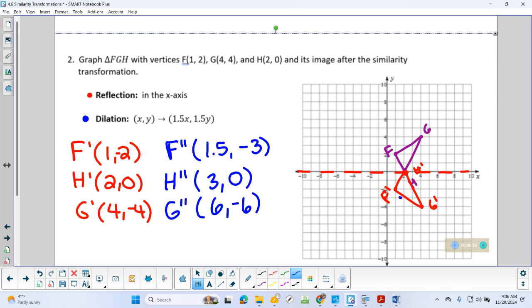1, 2, 3. F double prime. 3, 0. H double prime. And then 6, negative 6. Got it. G double prime. Okay. And my triangle does look enlarged. 1.5 times the size. I like it.